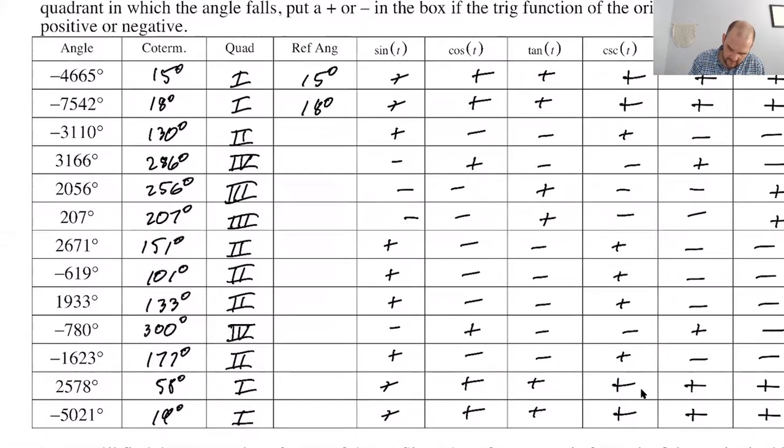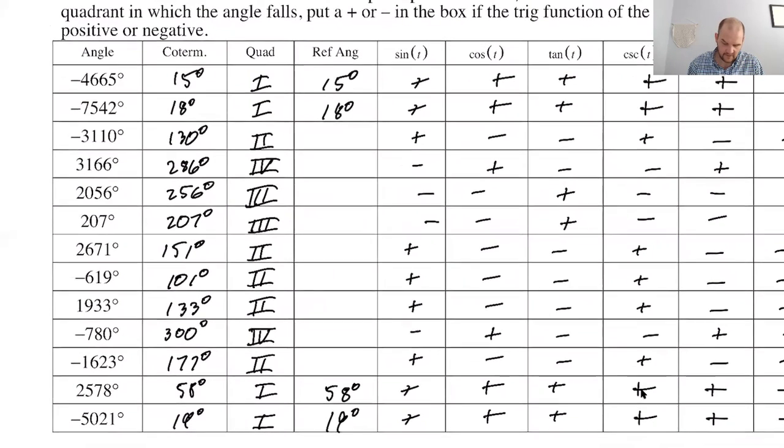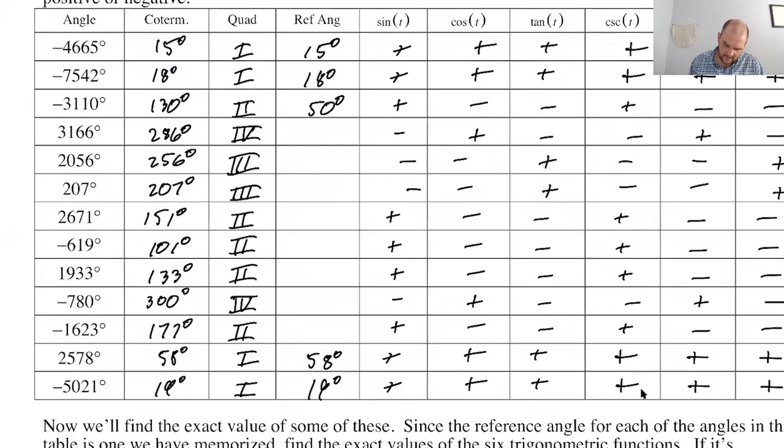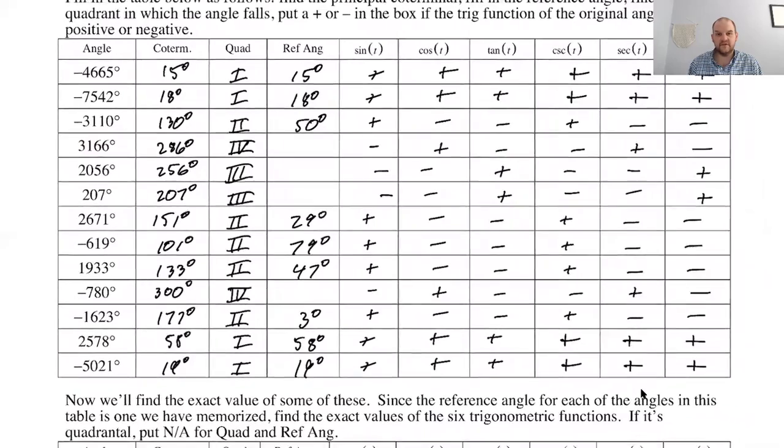15, 18, 58, 19. Done. Quadrant 2, 180 minus the angle. So 180 minus 130 is 50. 180 minus 151 is 29. 180 minus 101 is 79. 180 minus 133 is 47. 180 minus 177 is 3. Quadrant 2, man, cleaning up here.